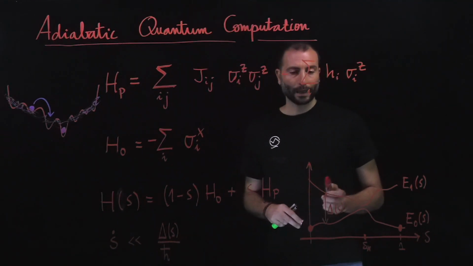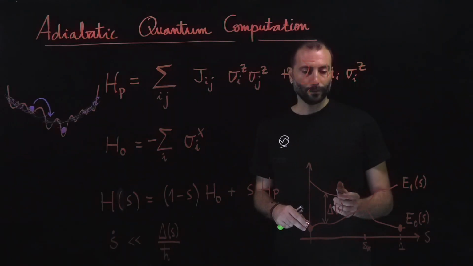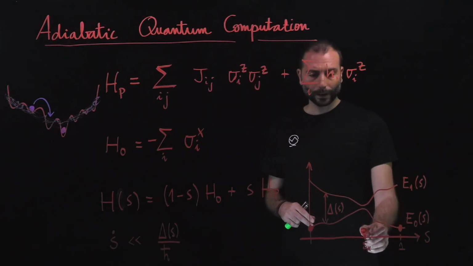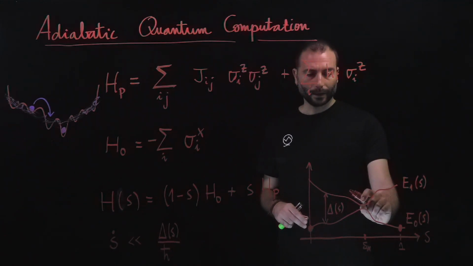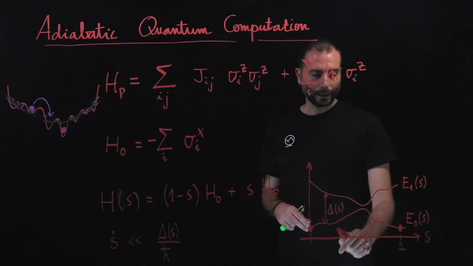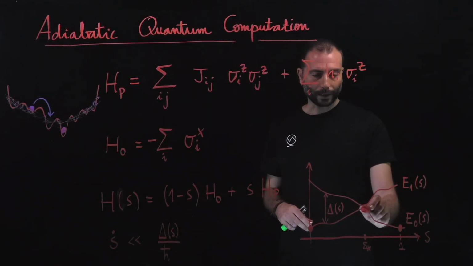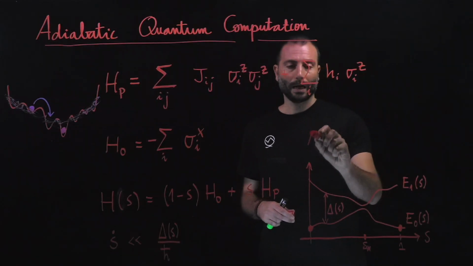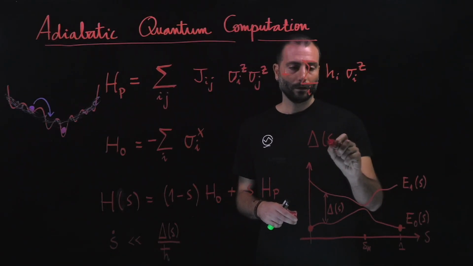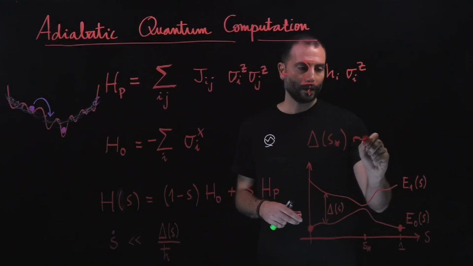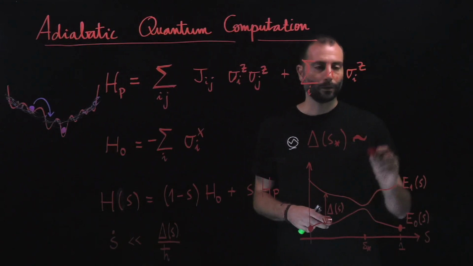Good. So another important feature to mention is the runtime of the algorithm. Here we notice that the gap of the system at the position S star, when S takes the value S star, shrinks. And it can shrink in several ways, right? So the gap of the system at S star can shrink in several ways.